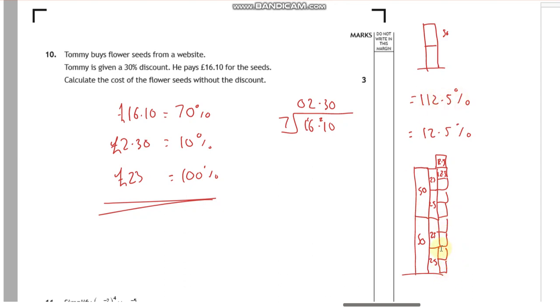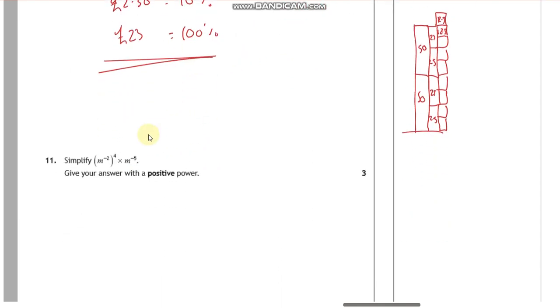Then you could times it by 2 to get to 25%, then times it by 4 to get to 100%, or just times it by 8. But that was probably the hardest one I've ever seen. But try and think about that, visually thinking of your percentages as fractions within an amount.